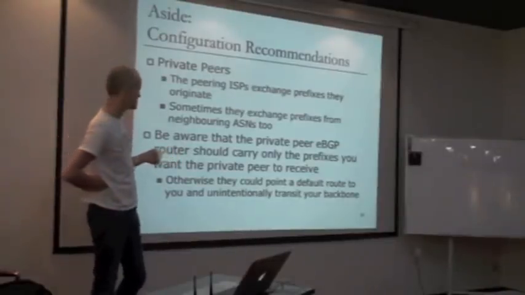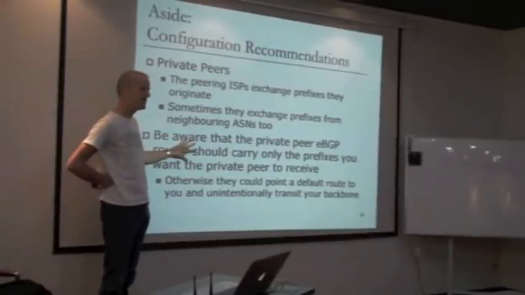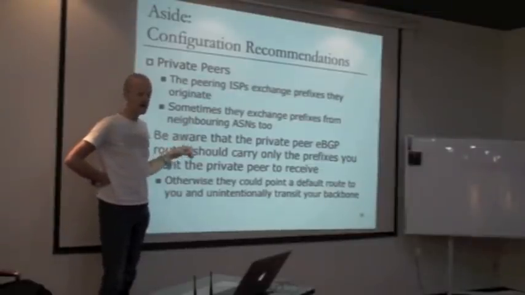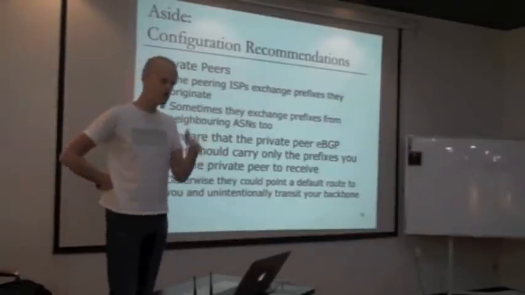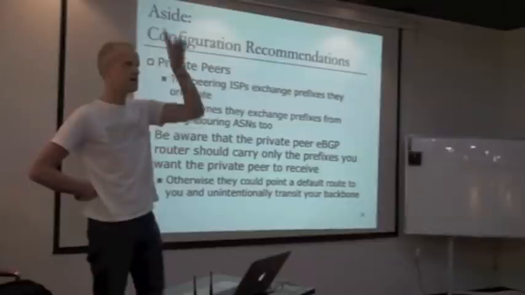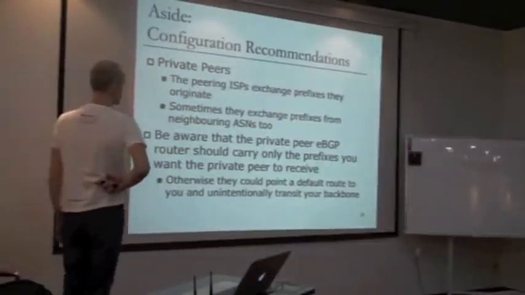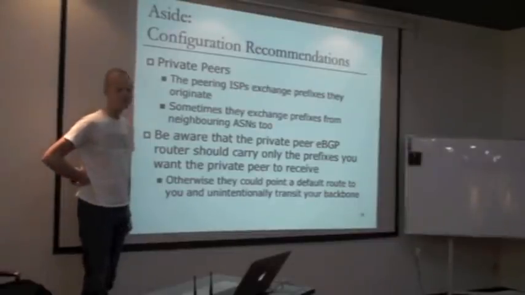A common mistake that people make is they carry the full BGP table on router A, or a default route on router A. And when that happens, your private peer can point a default to you and then send all the outbound traffic through your backbone to the internet. So you really don't want to end up in that situation.